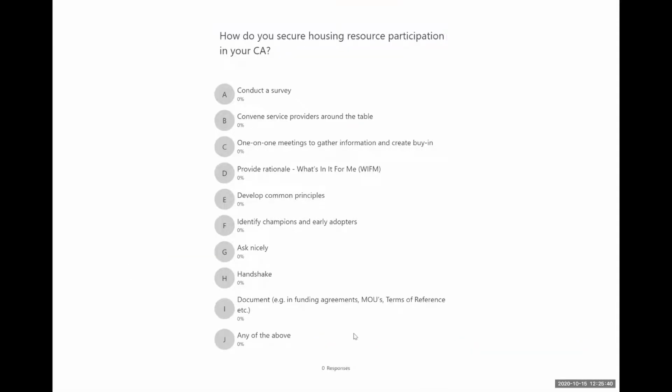Now, the next is a very important question. What are the ways you can secure resource participation in your coordinated access system? And we have a whole list here. So you can select J, any of the above, or you can select a number of the ones from above. So you can select multiple ones here.